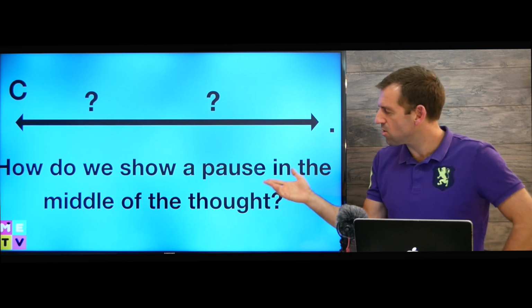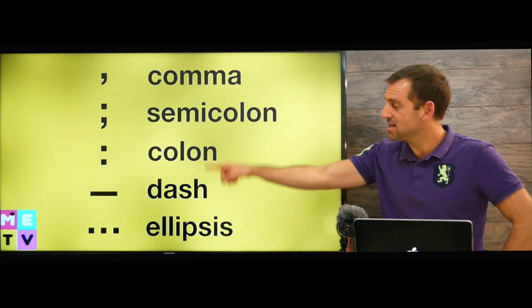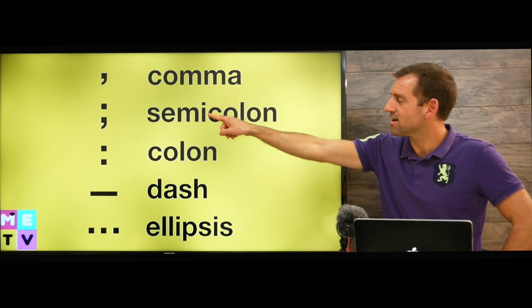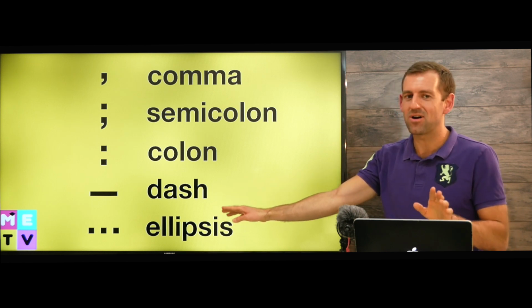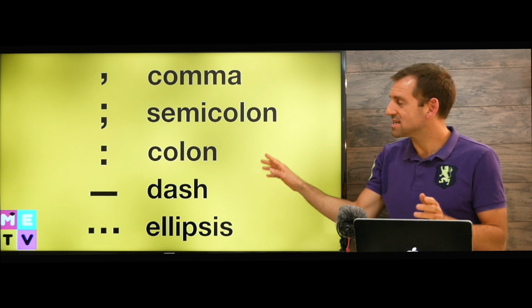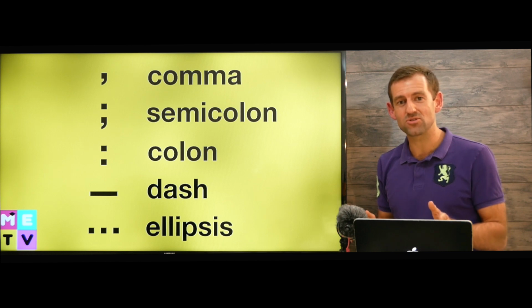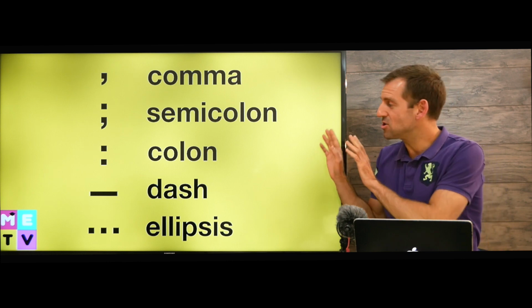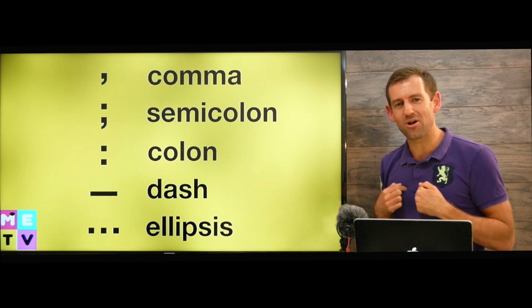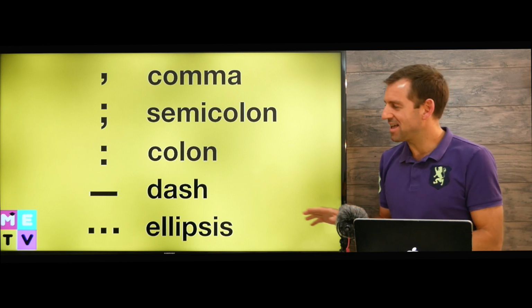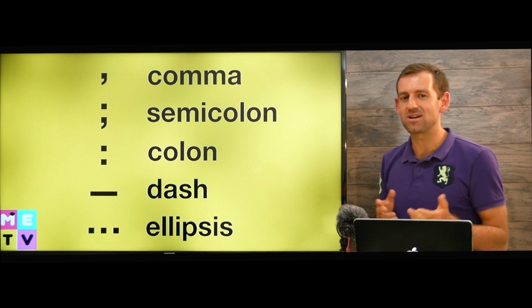Okay, so how do we show a pause in the middle of a thought? We have to use one of these symbols here. A comma, a semicolon, a colon, a dash, or an ellipsis. Now, I'm going to be honest with you. Most native English speakers, I would say like 95% of native English speakers, don't have any idea how to use any of these correctly. Okay, so it's not just your problem, it's our problem. So don't feel too bad if you don't understand these. That's why I'm making these lessons for you, to help you understand them a little bit more.